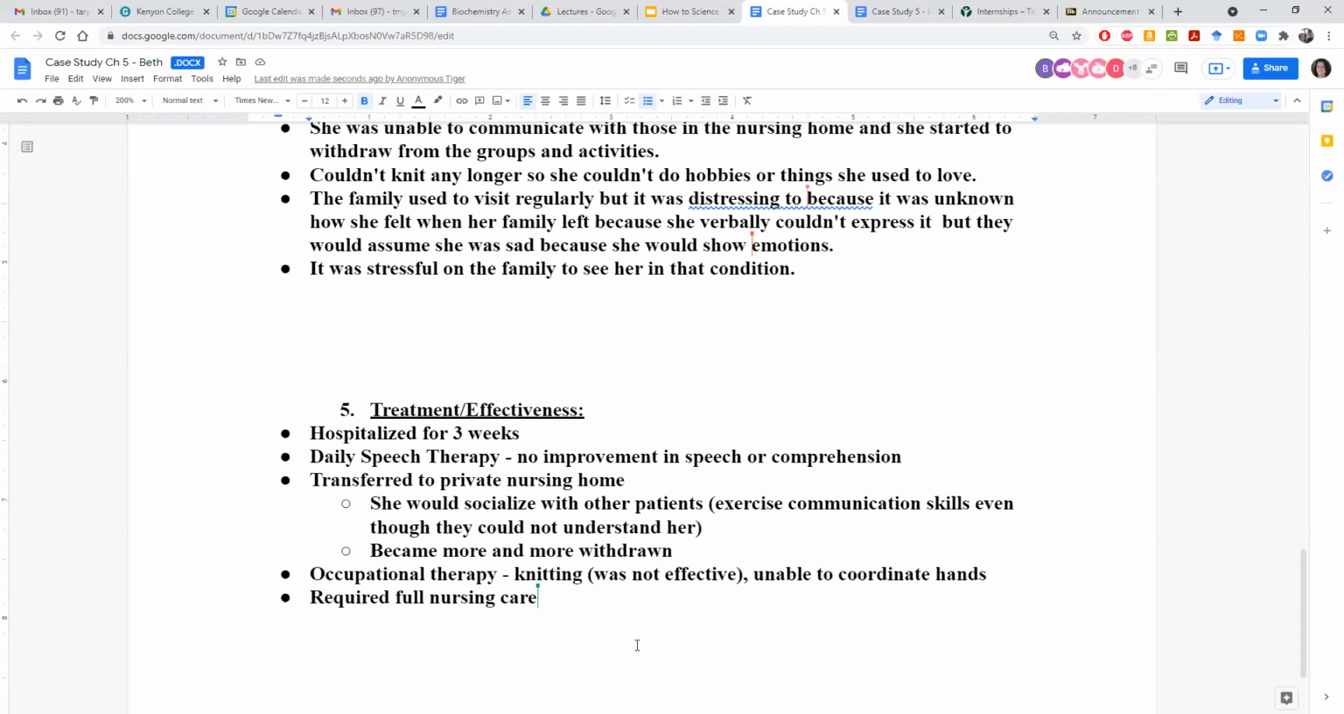She would socialize a bit more. She'd exercise her communication skills. They couldn't really understand her though. And then she did become more and more withdrawn the longer she was there.